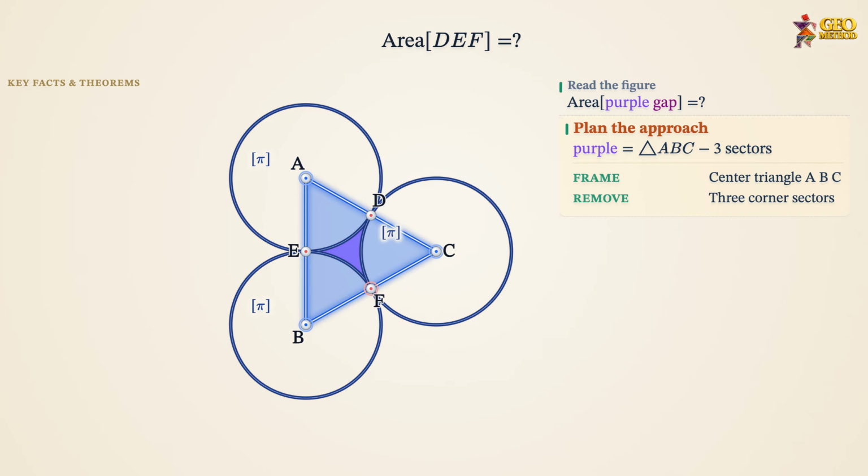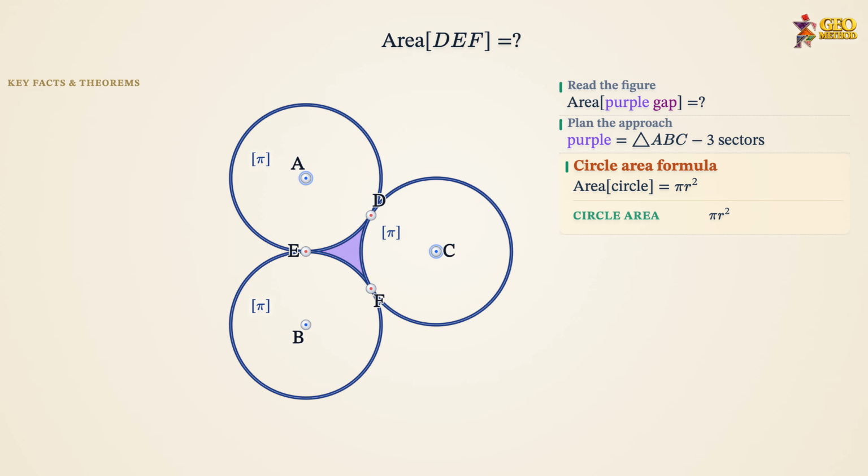Our strategy is to join the three centers, A, B, and C, into a triangle. Then subtract the three rounded corners the circles carve out of it. So the purple area will equal that triangle minus three circular sectors. And we will build each piece in turn.